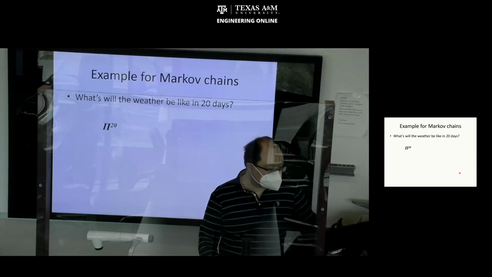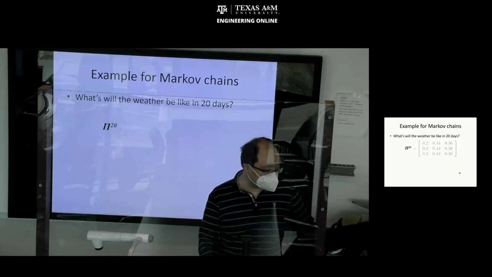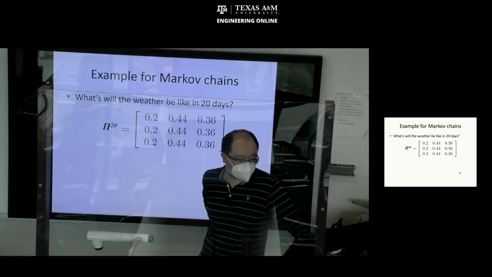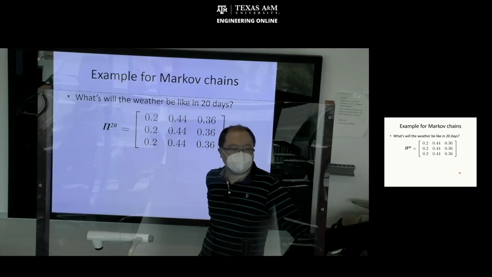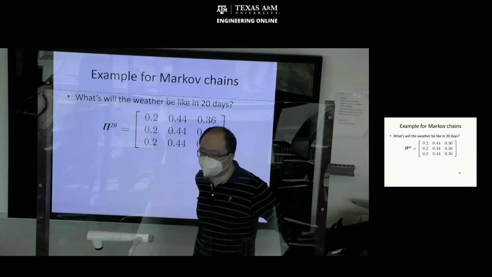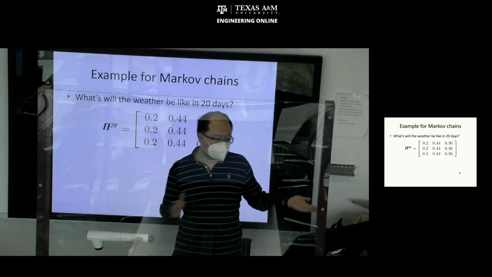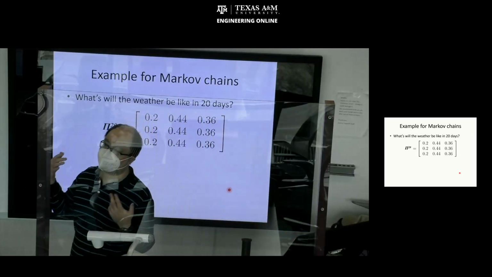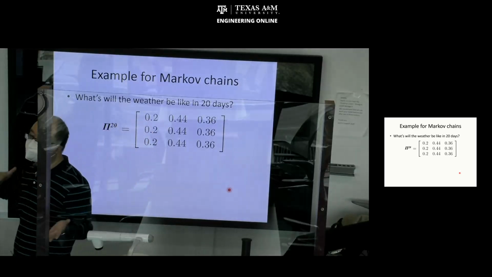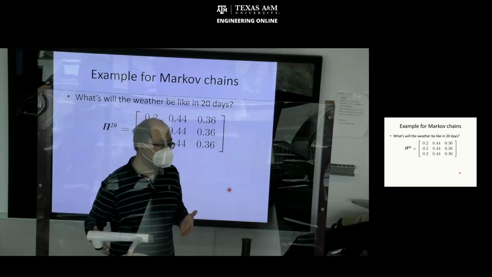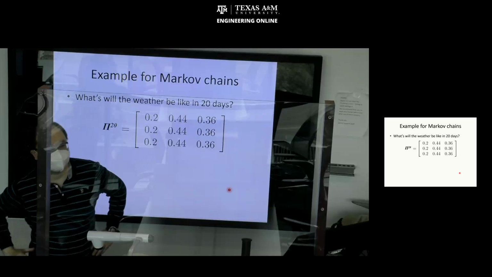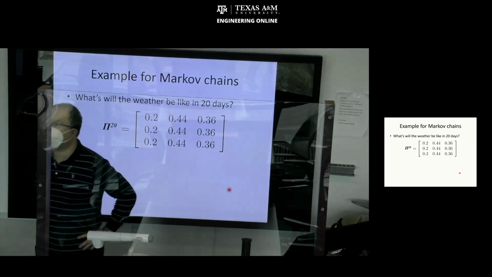Now, if we ask what the weather is like in 20 days, you notice that in this case, if you run pi to the power of 20, the rows are all the same. What does it mean? Again, each row is the state at time t, the current state, and each column is the state in 20 days. What does this pi to the 20 tell you, using one of the concepts that you have just learned?